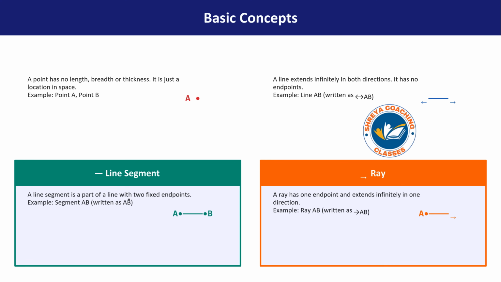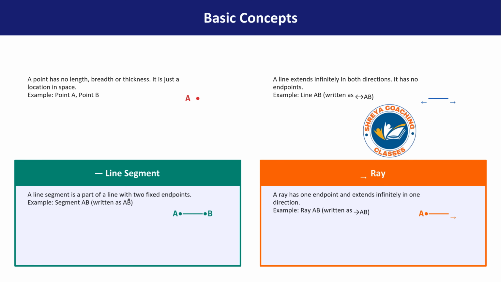Before learning about angles, we must understand the basic building blocks of geometry. The first concept is a point. A point only shows a position. It has no length, no breadth, and no thickness. We usually represent a point using a small dot and name it with capital letters like A or B. Now let's move to a line. A line extends endlessly in both directions. It has no starting point and no ending point. That's why we draw arrows on both sides of a line.